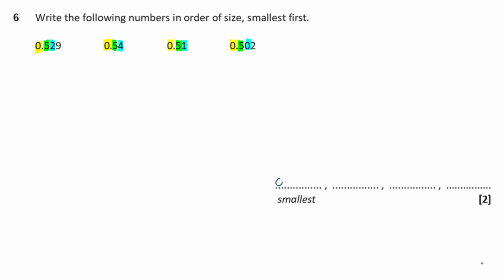So that's 0.502. That's my smallest one. The next one is going to be the one with a 1 in it, so that's 0.51. And then I'm going to look at the one with a 2 in it, which is 0.529. And then the one with a 4 in it, so that's 0.54. Okay? So just make sure you're comparing like digits with like digits when you're doing these.